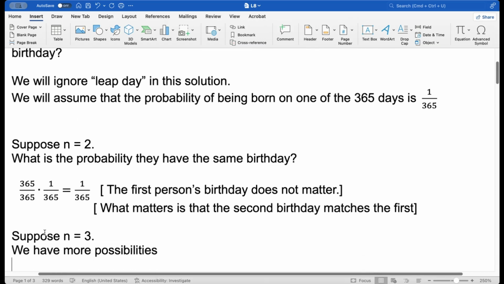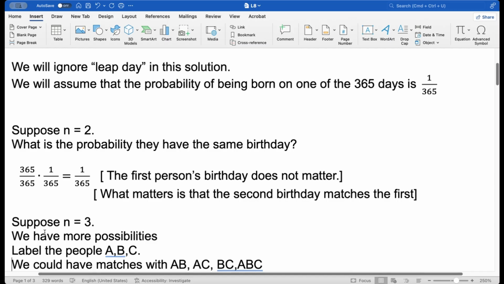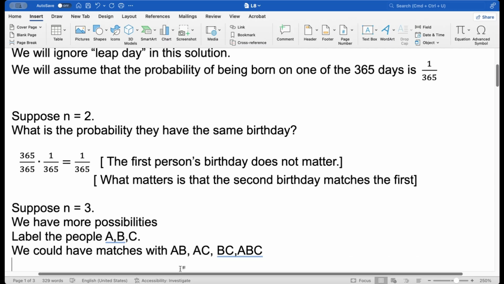Now, what happens if we change this to 3? Well, there are going to be more possibilities, because the question is at least two people have the same birthday. If we call the people A, B, C, A and B could have the same birthday, A and C, B and C, or all three. So we see that the number of different cases jumps up. And if you extend this out to much larger numbers of n, it's going to be pretty difficult to keep track of all that. So we're going to look at the opposite point of view.